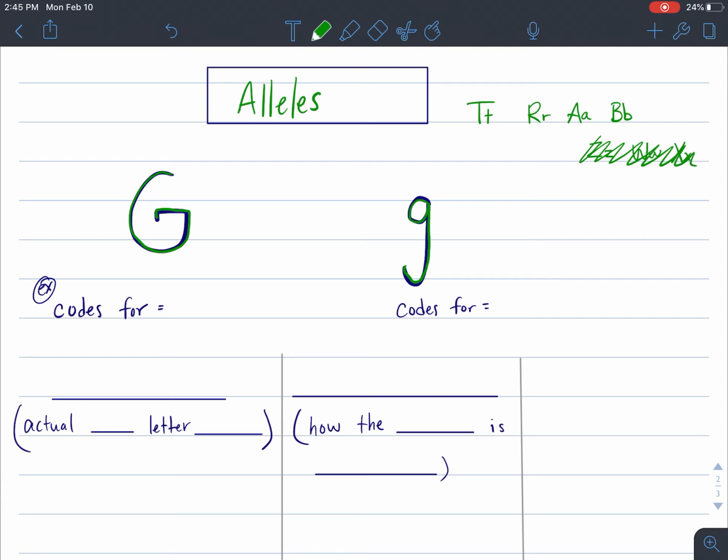And so we want to use a capital letter or a lowercase. Now the capital letter G is going to represent something that we call the dominant trait.